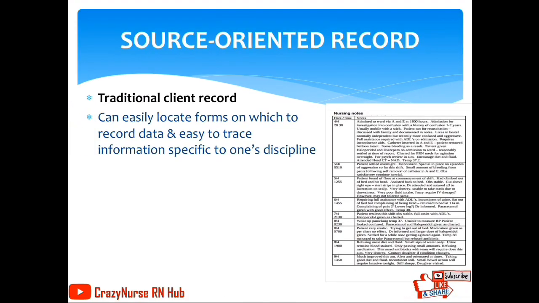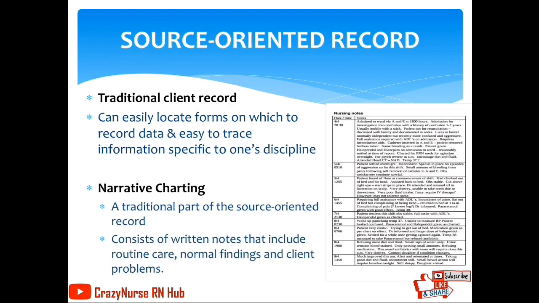Next is narrative charting. It is a traditional part of the source-oriented record. It consists of written notes that include routine care, normal findings, and client problems. There is no right or wrong order to the information, although chronological order is frequently used.